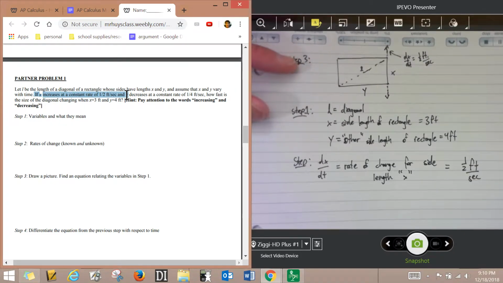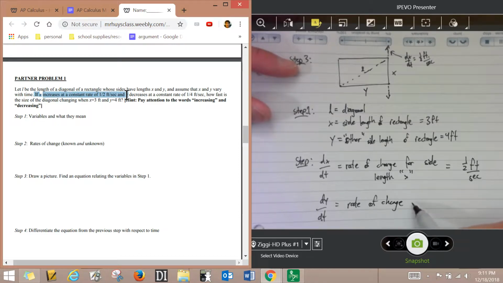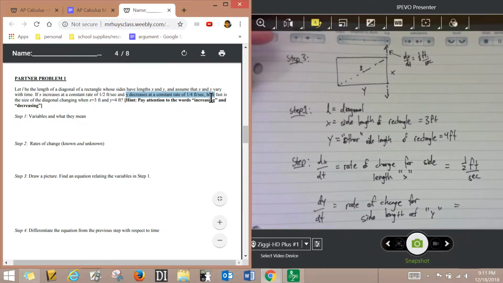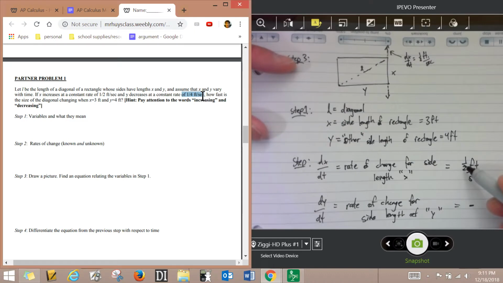Okay, and then dy over dt is the rate of change. Again, you don't have to write all these out, but it definitely helps for you to keep track of your information for the side length of y. It's going to be, let me see if they give you that. They also want to see when it's decreasing at a constant rate of 1/4 foot, so it's going to be negative. Increasing is a positive rate of change. Decreasing means it's a negative rate of change. That's 1/4 feet per second.